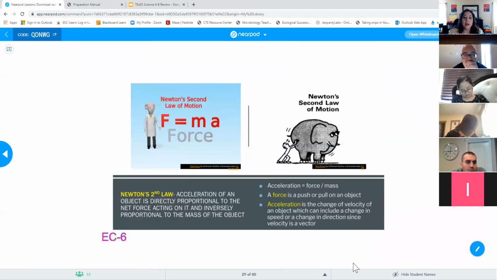Okay, Newton's second law has to do with force, mass, and acceleration. If you don't know what a force is, it's just a push or pull on an object. Mass is the amount of matter that's found in an object. And acceleration is the change of velocity of an object.